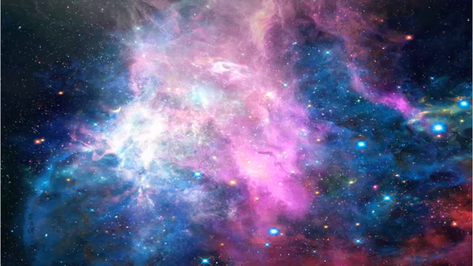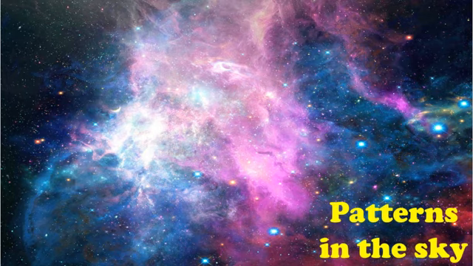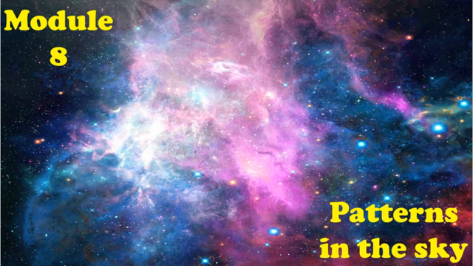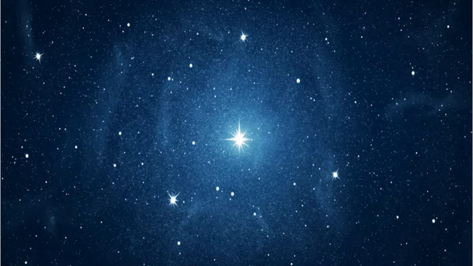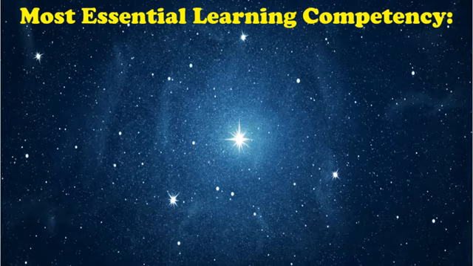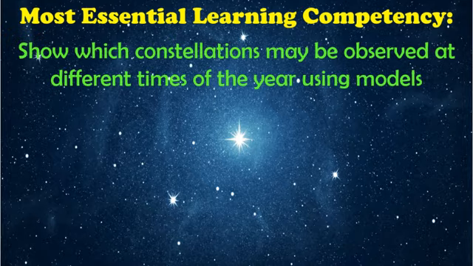Today we are going to discuss a very interesting topic in earth science, which is all about patterns in the sky under module number 8. In this lesson, you will be able to understand the characteristics of stars, like their color and temperature, and you will also learn the different patterns you can see in the sky at different times. This lesson is aligned with the most essential learning competency from the division of Caloocan, and that is to show which constellations may be observed at different times of the year using models.